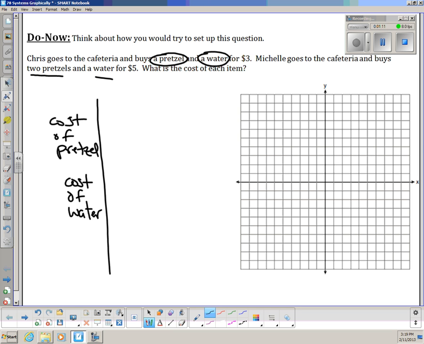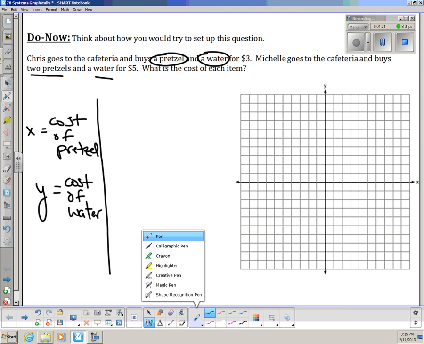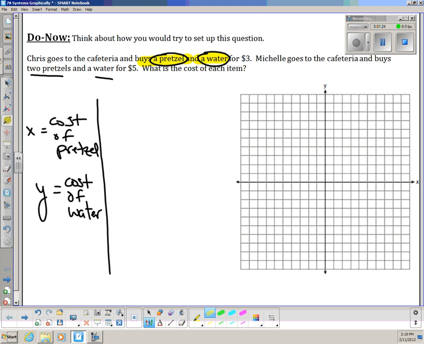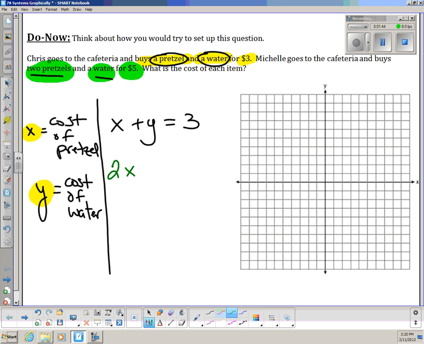You could call the cost of a pretzel P and the cost of the water W, but I'm just going to call them X and Y for now. And then I know a pretzel and a water costs $3. So a pretzel and a water together totals out to 3. So my pretzel and my water, if I add up the costs, I get 3. And then Michelle goes and buys 2 pretzels and a water for $5. So I can write hers as 2 pretzels, 2X, plus 1 water, Y, is $5.